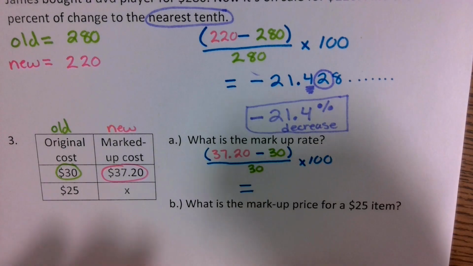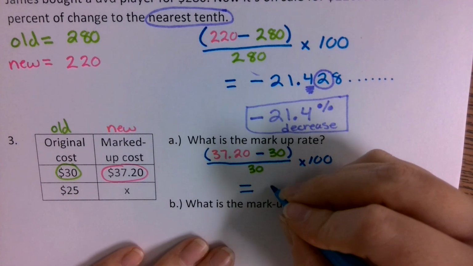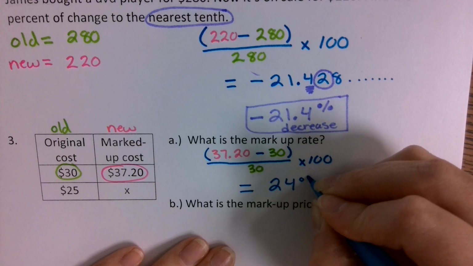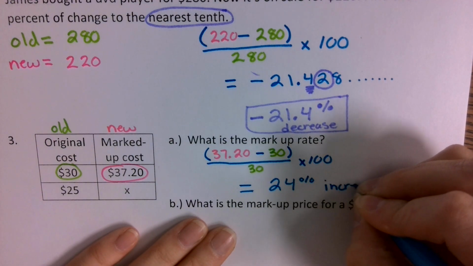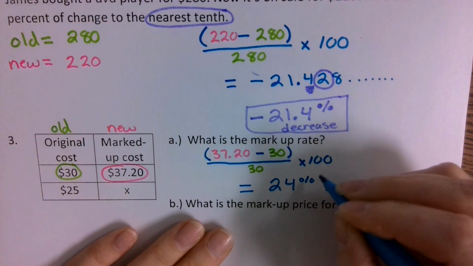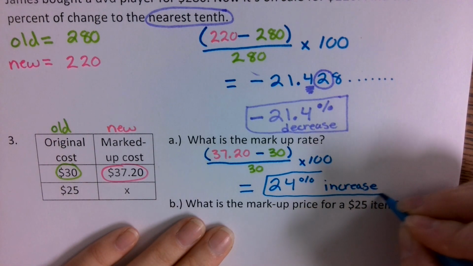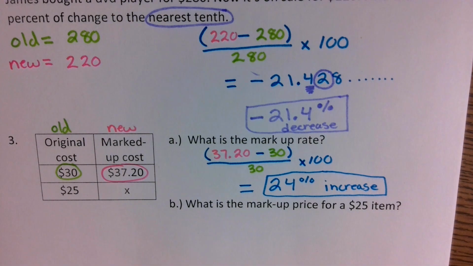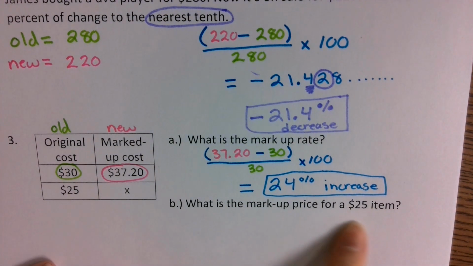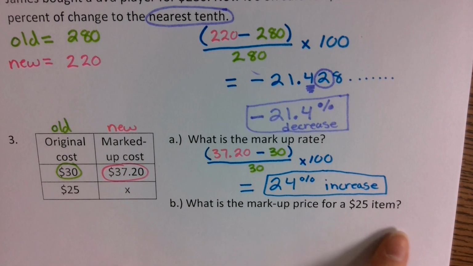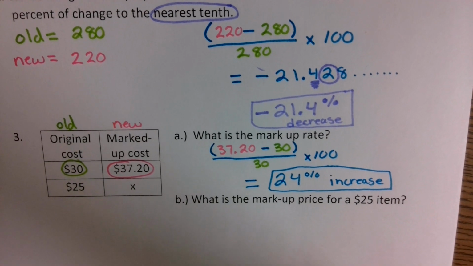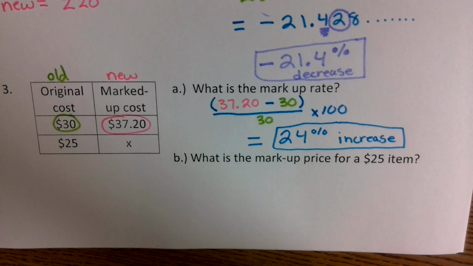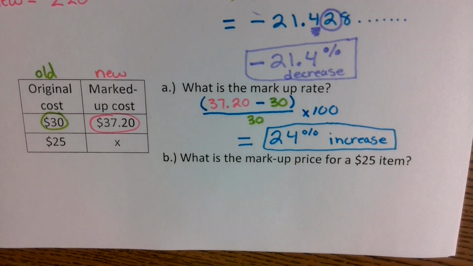What do you get? 24, good. So it's 24%, and it was positive, so that means it was an increase, which makes sense, right? A markup needs to be an increase. So now they want to know, what is the markup price for a $25 item? I'm going to show you guys a nice little trick called a proportion. You're going to be using it a lot for the next couple of units, having a proportion set up.